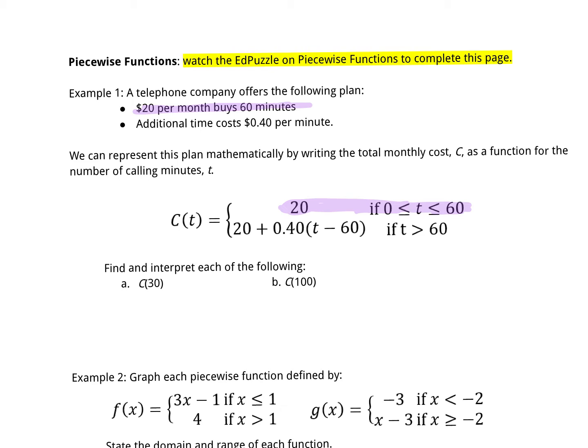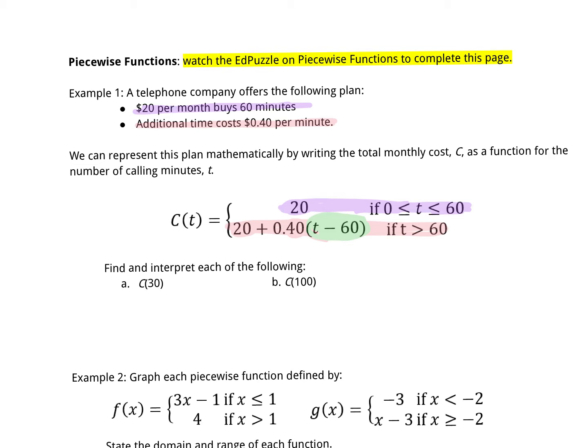But beyond that, additional time costs 40 cents per minute. So this is the second equation to represent the situation beyond 60 minutes. We still pay that $20 plus 40 cents for any minute. The subtraction here figures out how many minutes beyond 60 you've gone to help you determine how much you would pay.